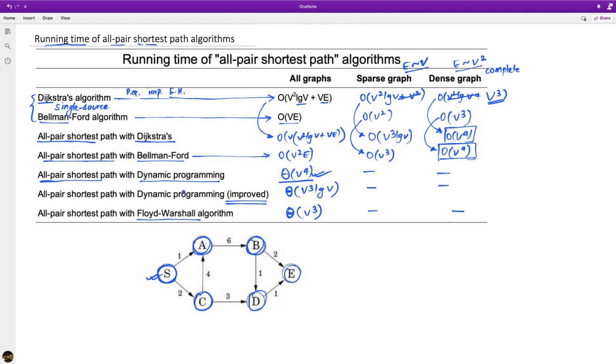So the dynamic programming implementation is not faster than the Floyd-Warshall algorithm, but it lays out some foundations that are helpful for us to understand how the Floyd-Warshall algorithm works. Now, this is a dynamic programming approach. This extends the recursive implementation of the overall algorithm and then uses a greedy approach to achieve this running time of big theta V cube.